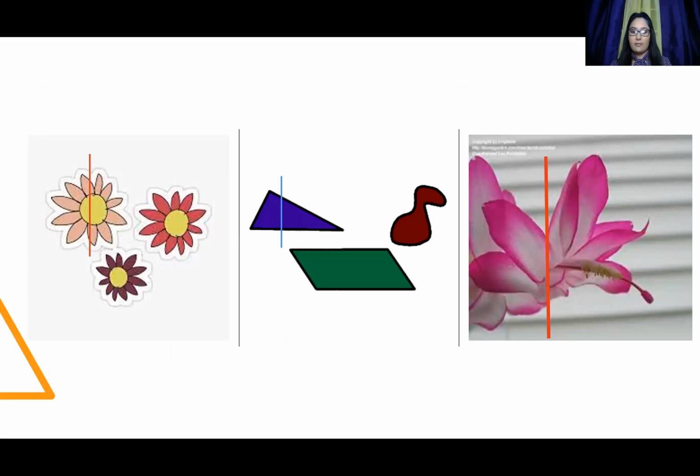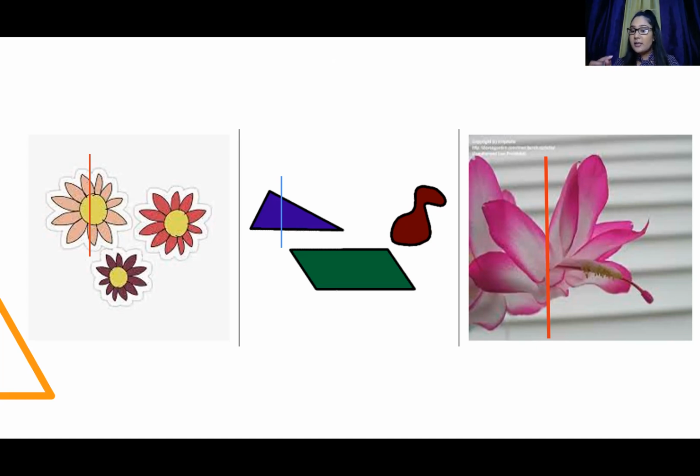Let's look at some other examples. Look at these flowers. We looked at symmetrical flowers. Now we're going to look at asymmetrical flowers. I drew a line of symmetry down the middle of that flower, and as we can see, both sides are not equal. Therefore, these three flowers are asymmetrical. Very good. Also, look at the blue, the green, and the burgundy shape. I drew a line down the blue shape, and these three shapes are asymmetrical.